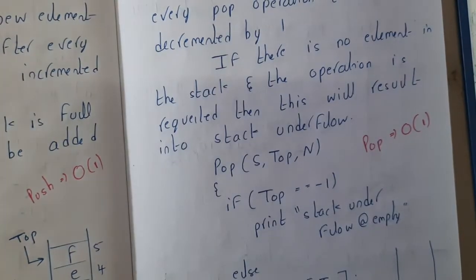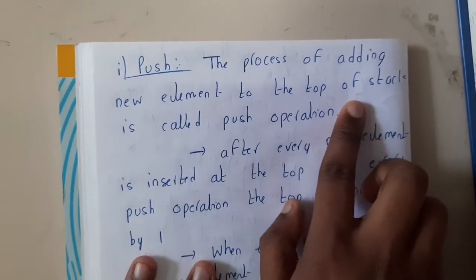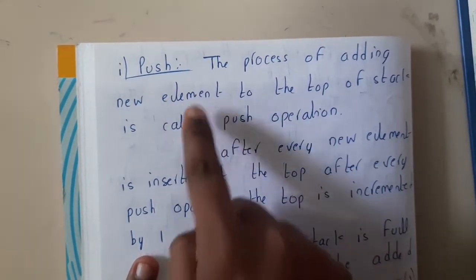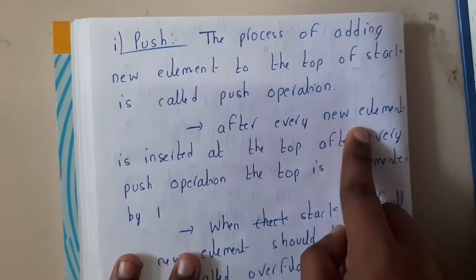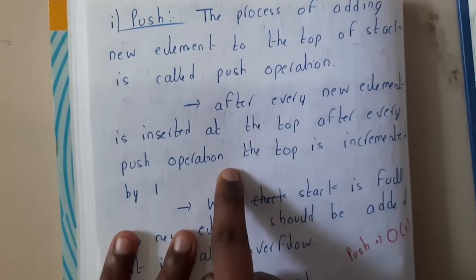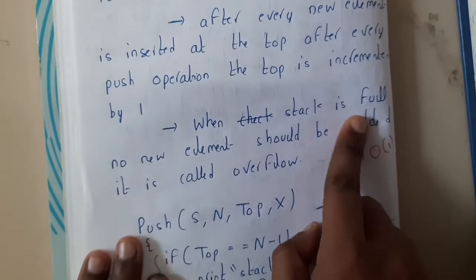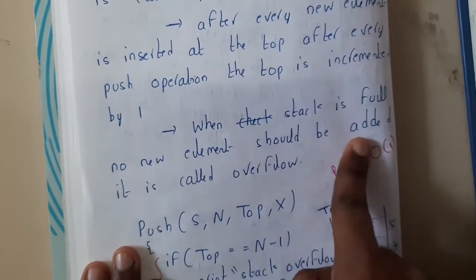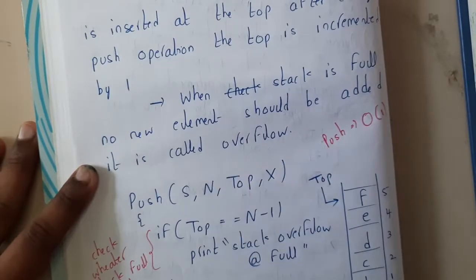Now let us go through the algorithm and the understanding. The process of adding a new element to the top of the stack, so remember always from top only you will add the element, is called push operation. After every push operation, the top is incremented by 1. When the stack is full, no new element should be added. Now let us understand the logic, guys.